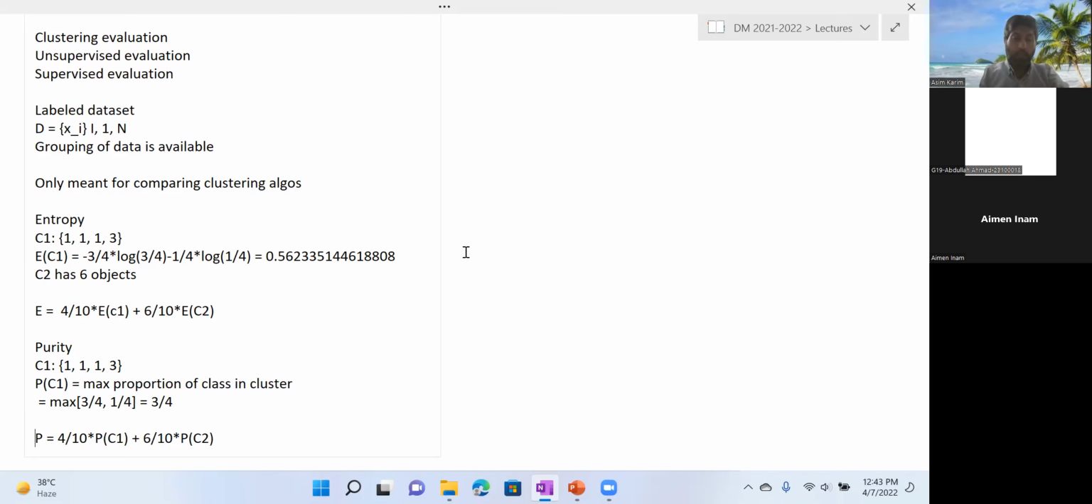When a cluster is pure, its purity would be 1, meaning that all objects belong to one class. And of course, if an equal number of objects belong to all the classes in a particular cluster, then it will be equal to 1 divided by the number of classes in that cluster. So if there were just 2 classes in a cluster and both of them were equal, then you'll get a purity of 0.5.